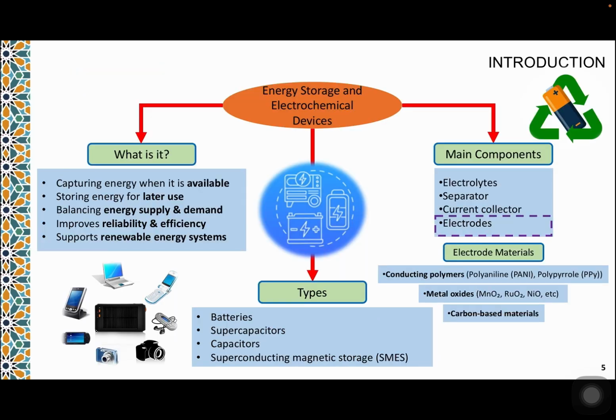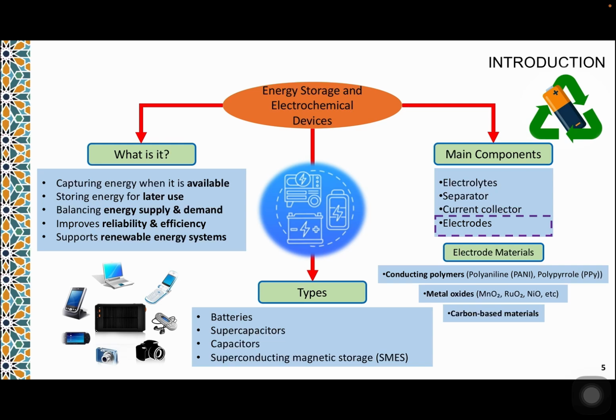What is energy storage and electrochemical devices? It is basically a device that captures energy when it is available. It also can store energy for later use. It balances energy supply and demand. It improves reliability and efficiency, and it also supports renewable energy systems. There are many types of energy storage and electrochemical devices such as batteries, supercapacitors, capacitors, superconducting magnetic storage, etc.